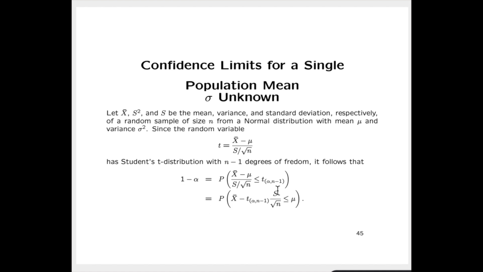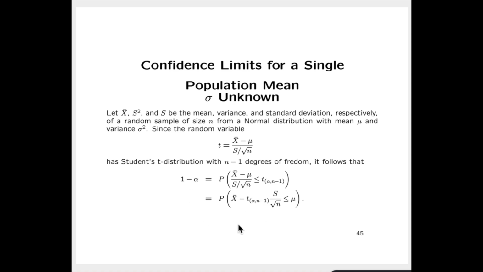And then we can rearrange the inside of the parentheses to get mu on one side of the inequality all by itself. Just doing a little bit of algebra, that corresponds to the event that x bar minus this t value times s over the square root of the sample size is less than or equal to mu, and that probability is 1 minus alpha.